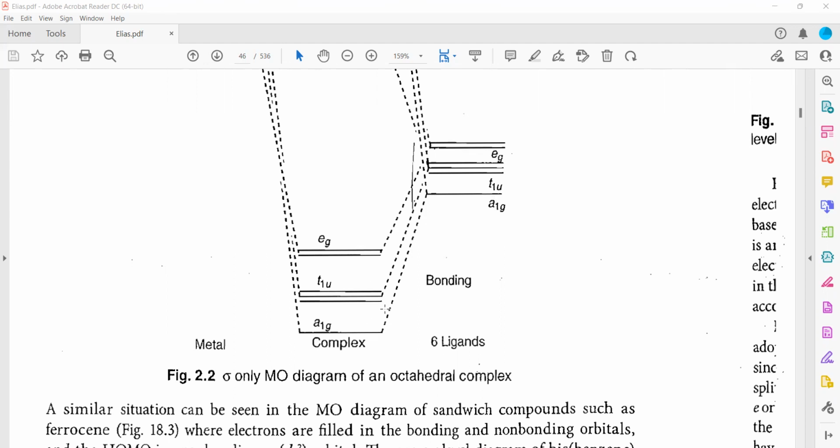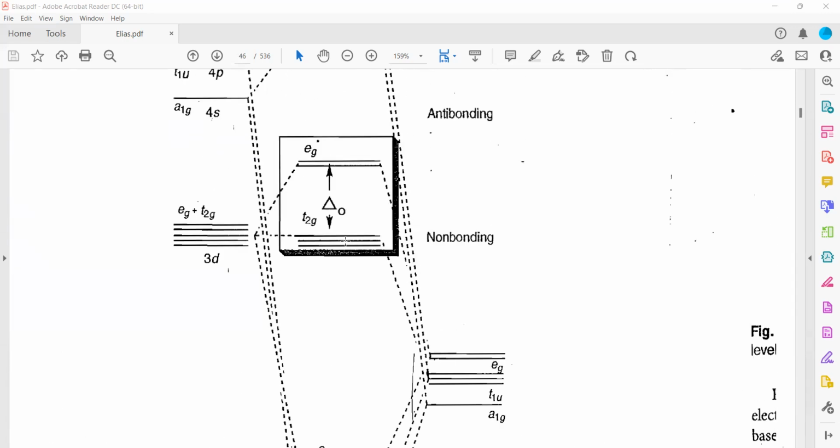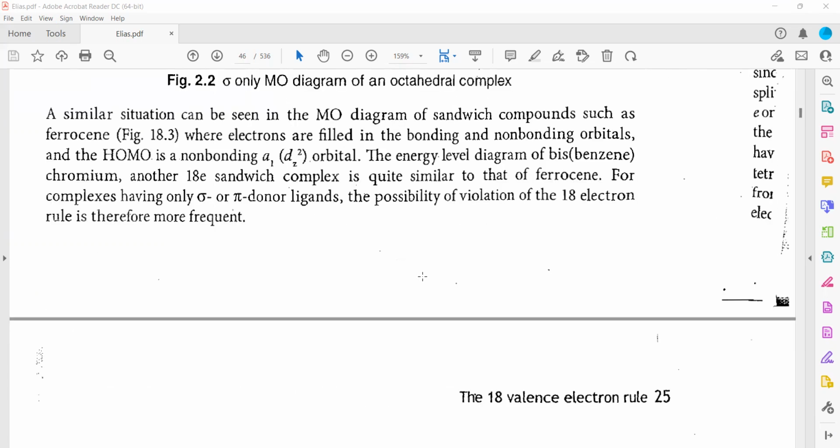But in order to have an 18 electron complex, how many more does it need? 18 minus 12, that is 6. So where do the 6 electrons come from? This can only come from the metal when it back donates its electrons. The metal back donates to the non-bonding T2g orbitals. Since it is back donating, there will now be electrons in the T2g orbital, which is non-bonding, giving it a bonding character. And that is why it is a total 18 electron complex.